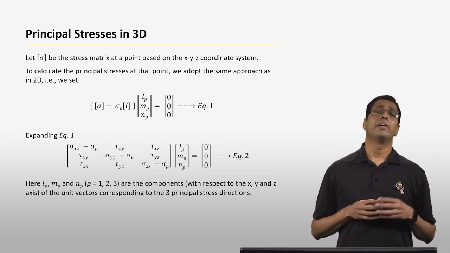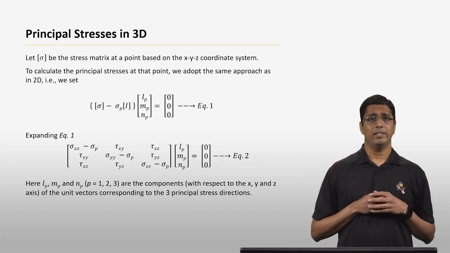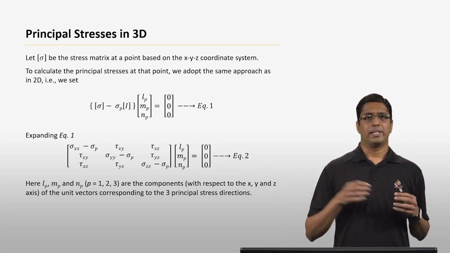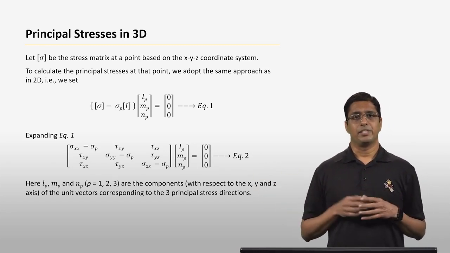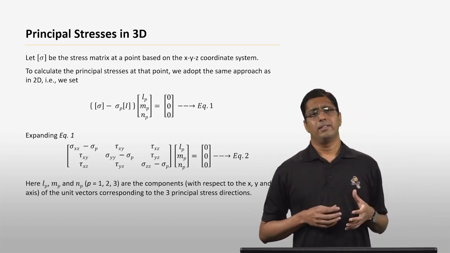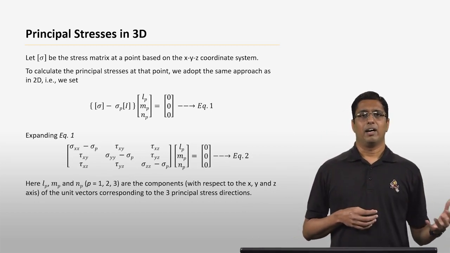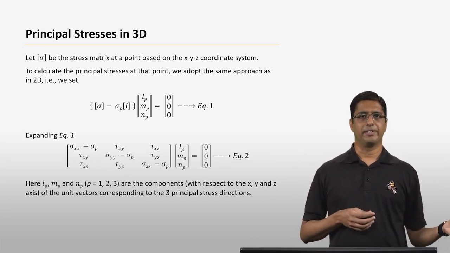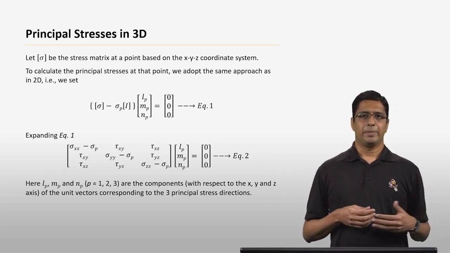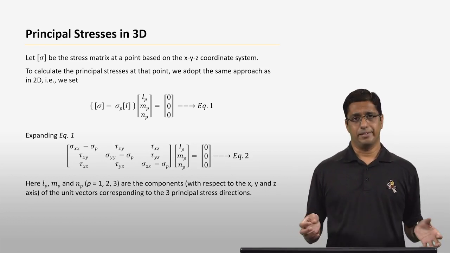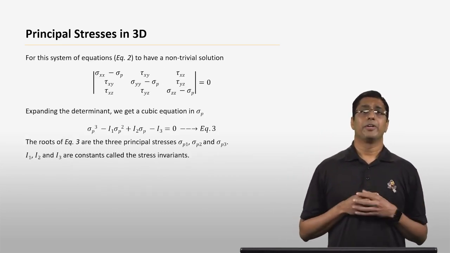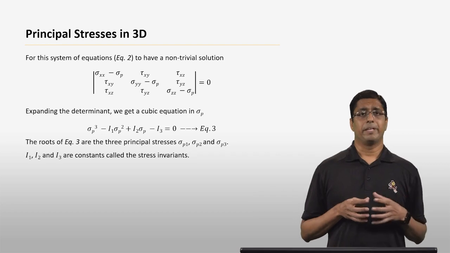Now, if we expand equation number 1, it becomes [sigma xx minus sigma p, tau xy, tau xz; tau xy, sigma yy minus sigma p, tau yz; and so on] times (LP, MP, NP) equal to 0. Here, LP, MP, and NP are the components of the unit vectors corresponding to the 3 principal stress directions. Or you can say that LP, MP, and NP are the components of the principal directions of the principal stresses in 3D. So how do you go about solving for sigma p from these equations?